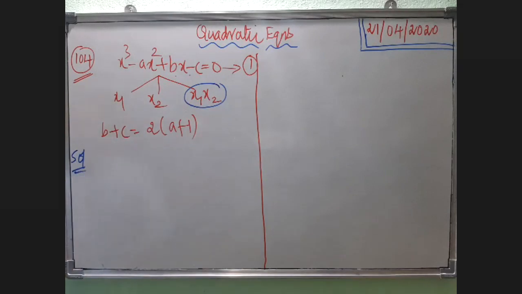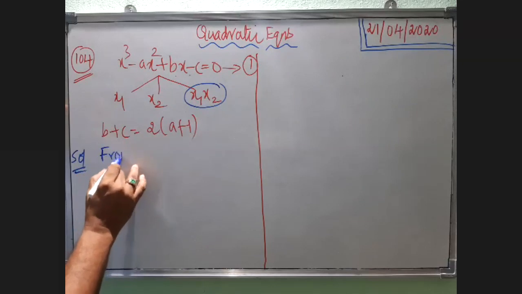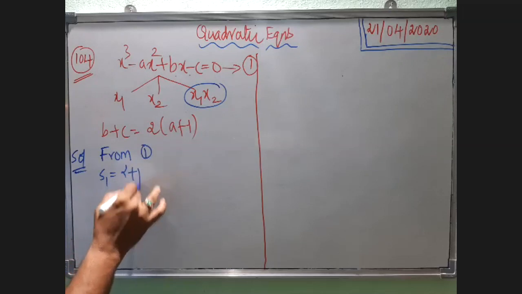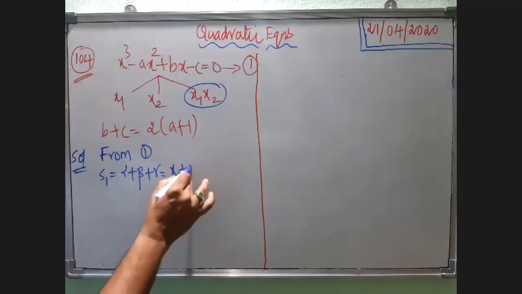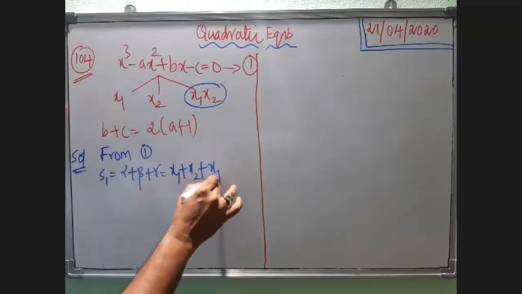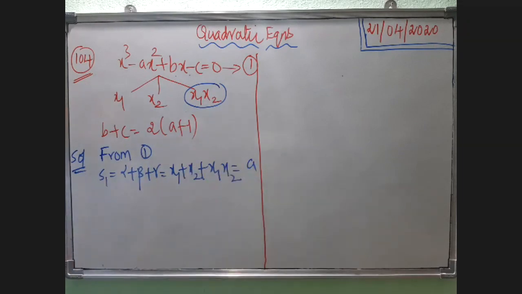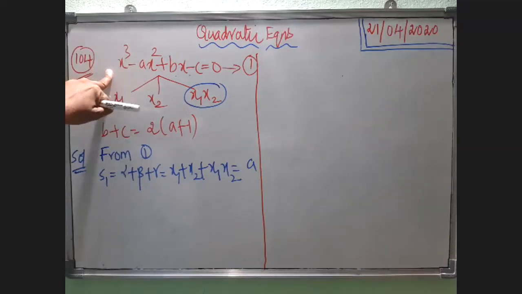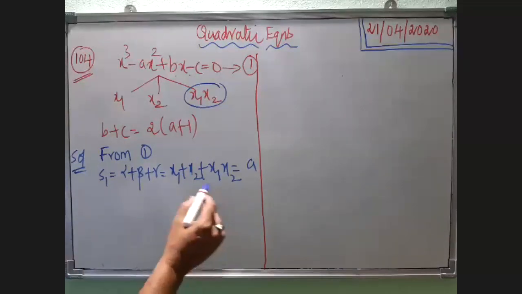You know from equation 1, what about S1? You know very well it is alpha plus beta plus gamma, which is nothing but x1 plus x2 plus x1 x2. This is nothing but a. I told you the formula was minus b by a, which means minus of minus a by what is the value of a, 1. So this is actually your a value.